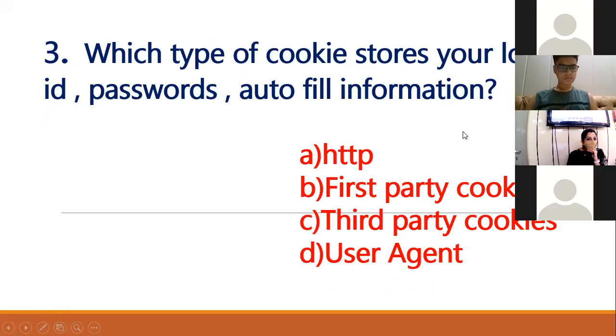Okay, which type of cookies store? Bachche, please don't speak collectively. Just raise your hand if you know the answer.